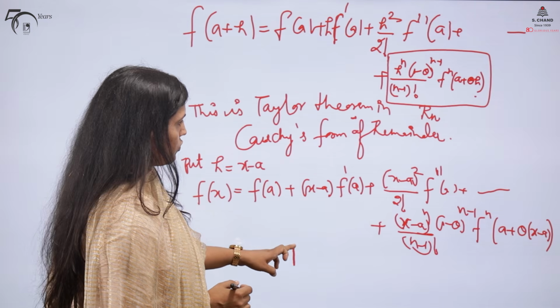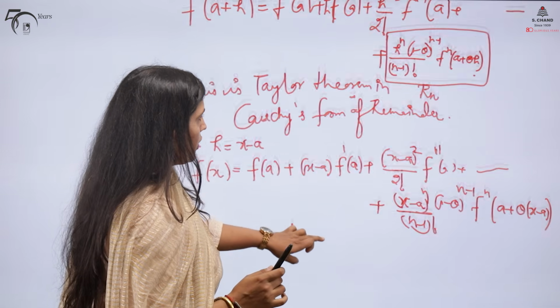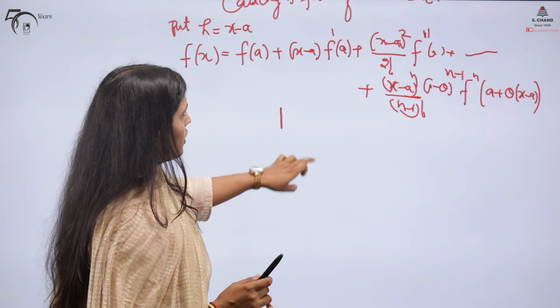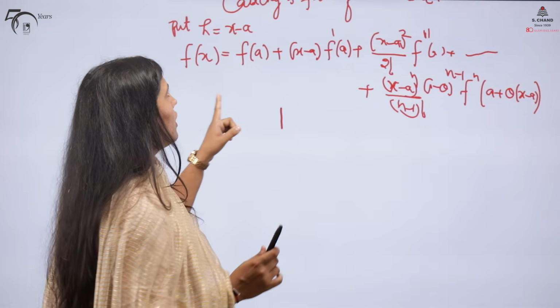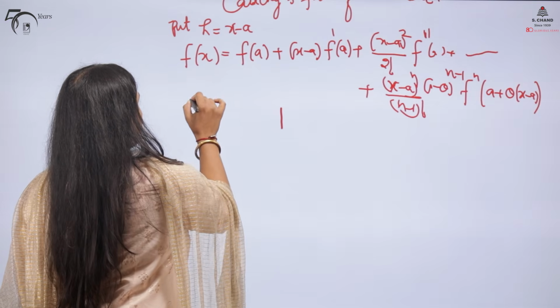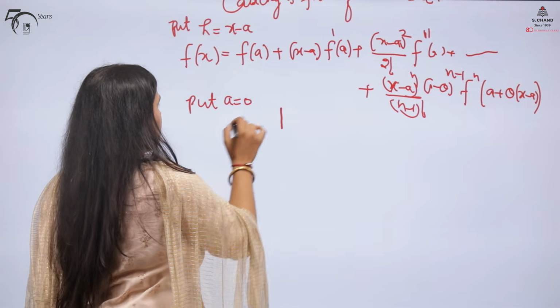So I will suggest you whenever you do a question you should be using this form. Now, I am substituting a equal to 0 because this is Taylor's form. If your a is non-zero, this is Taylor's theorem, but in case your point is 0, a is 0, that particular case is Maclaurin's theorem.